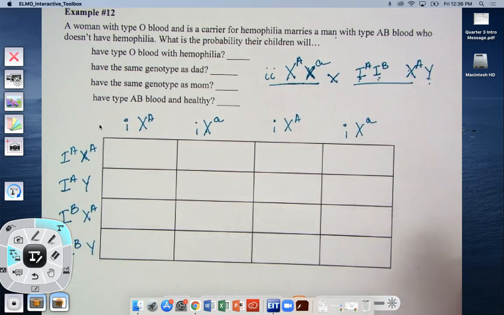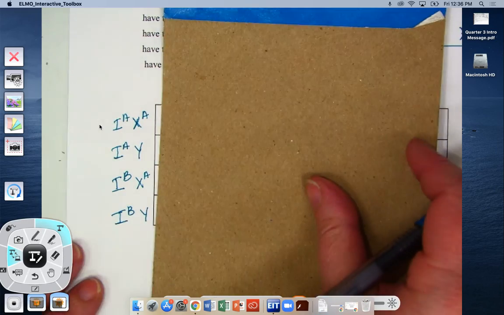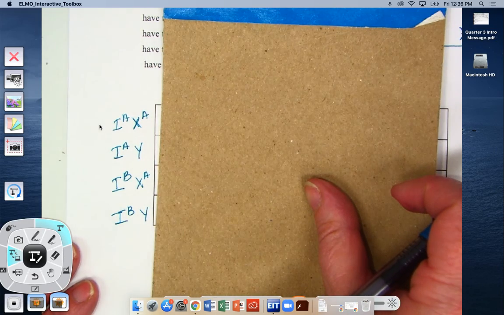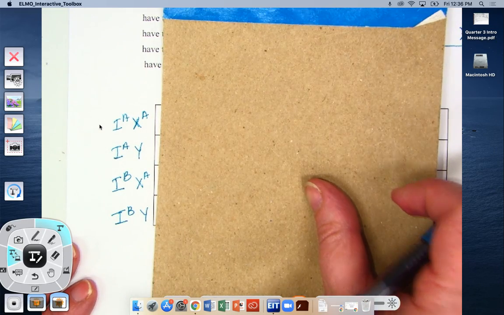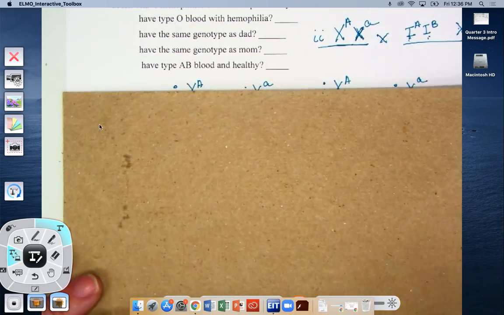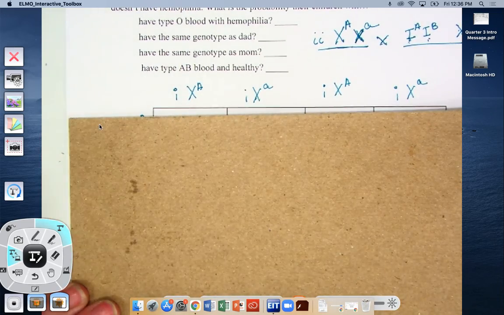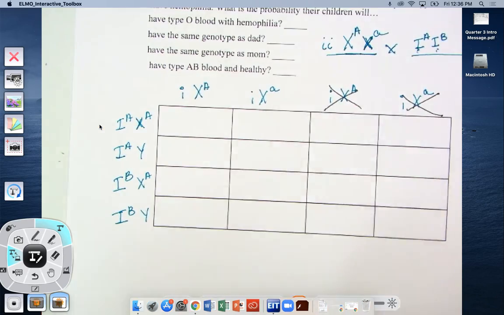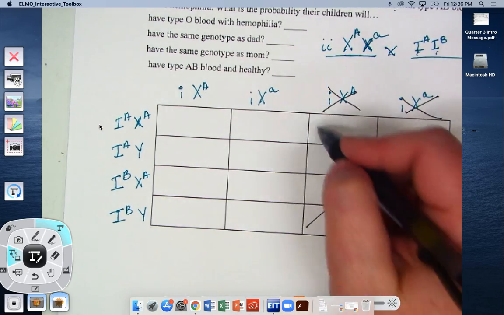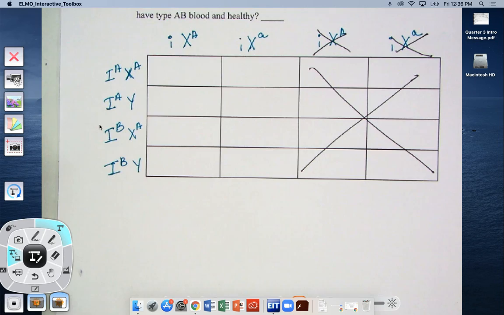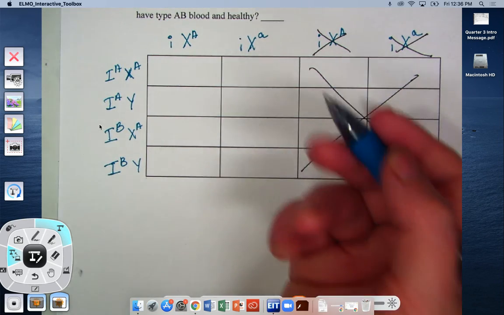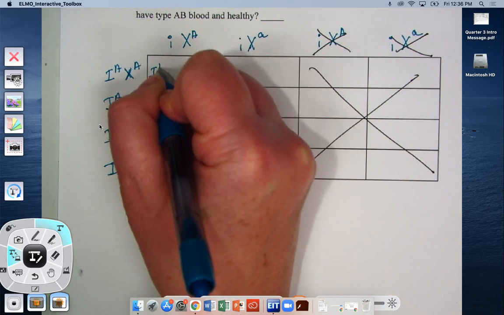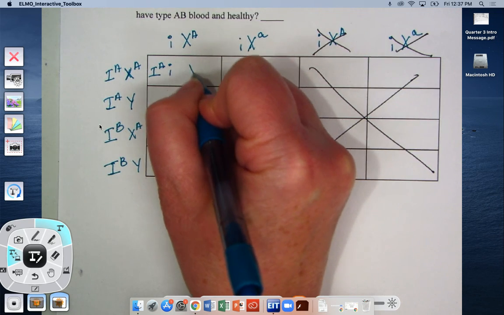So we could check for our shortcuts. These are all different, right? They're all different. Nothing to cross out. What about up here? Oh yeah, we have at least 2 to cross out. So here's another 8-box situation. So we have this.